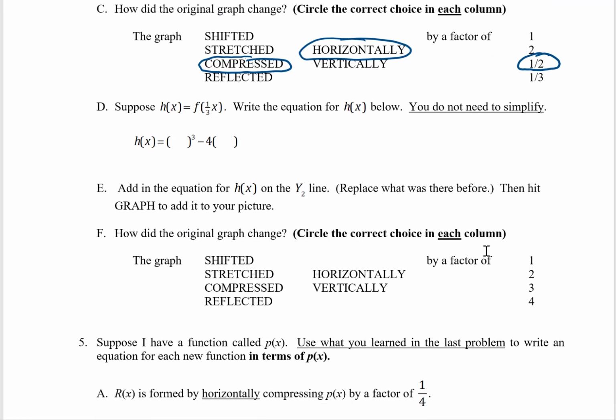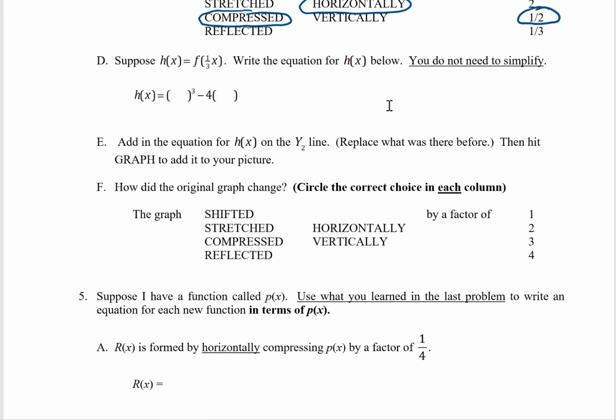Okay, part D, one more new function. Now I have h of x equals f of 1/3 x. And so I'm doing the same thing. I'm replacing all the x's with 1/3 x. It's going to be just the same thing we did before. Every x there gets replaced with a little 1/3 x. And once again, I could simplify, but I'm not going to worry about that. I just want to get that into the calculator and compare.